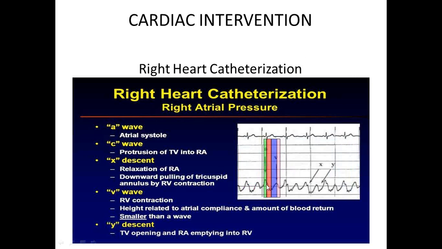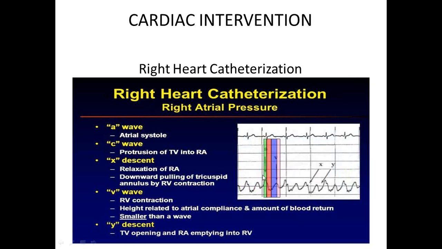Then the C wave is a little hump just after the A wave. Remember, these are pressures in the right atrium. The catheter is in the right atrium, and we're measuring the pressures. The C wave is due to the protrusion of the tricuspid valve into the right atrium. Remember, in systole, the tricuspid valve is closed, but the right ventricle is contracting. So it's going to push the tricuspid valve up a little bit, and that is reflected as an increased pressure in the right atrium. So, C wave.